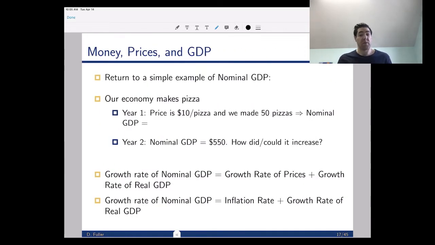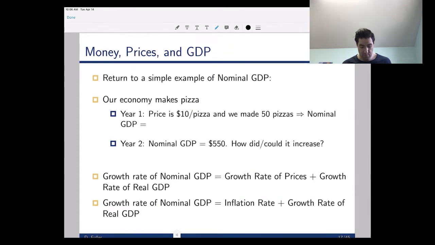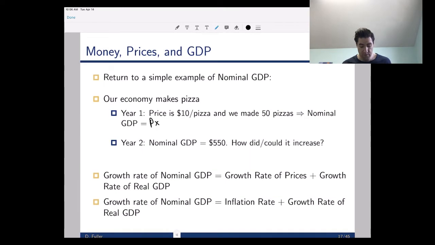So we're going to start with a very simple example. So it's kind of good review of things we've done before. And we're going to make one good in our economy, pizza. So that's all we make is pizza. And in year 1, pizza cost $10 and we made 50 pizzas. So nominal GDP is simply the price times the quantity, which is $500 worth of nominal GDP that we made in year 1.